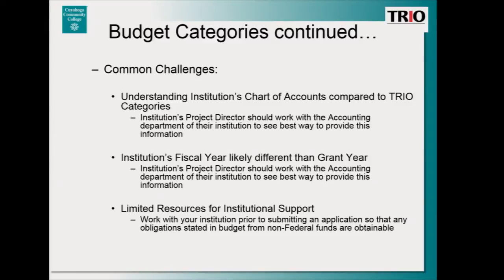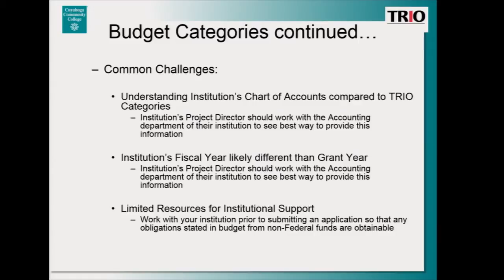So, some common challenges we have here at our organization that you might have is translating these categories into your institution's chart of accounts. One thing we found is your institution should have regular meetings with the accounting department to come up with a bridge report that translates your institution's accounts to the categories in your GAN budget.